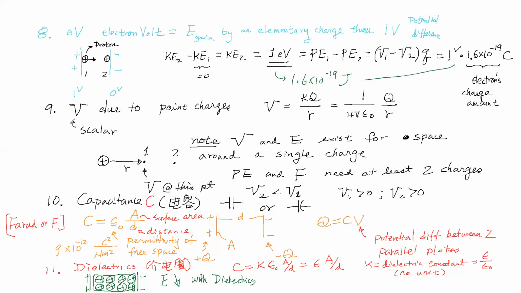So number 9, V, so electric potential is a scalar, unlike E, electric field, which is a vector.